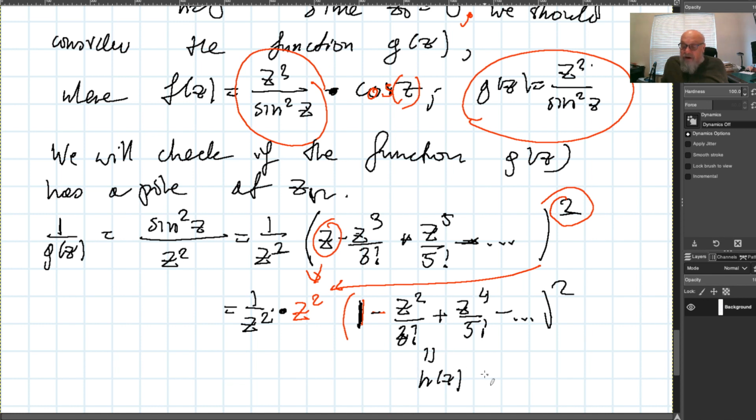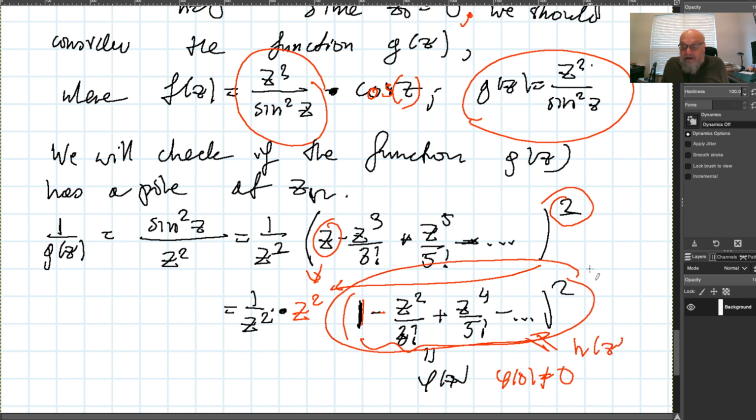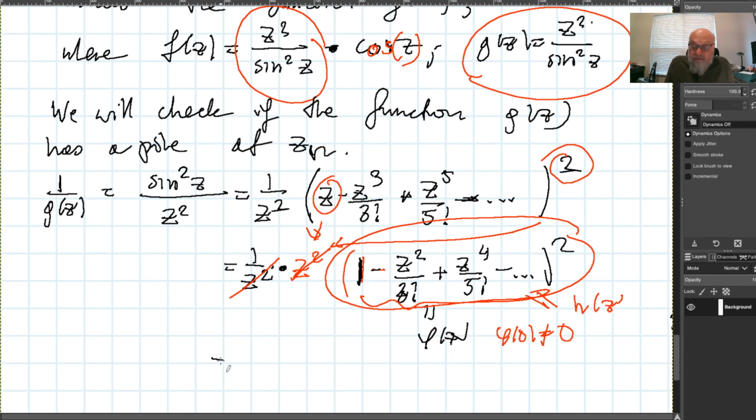Moreover, notice this function, I call this h of z. So you see this function here, maybe let's denote it differently, phi of z. So this is the inside. It gives you an analytic function such that phi of 0 is different than 0 because it starts with 1. So that squared, I call it h of z. So what do I see here? This and this cancel, and this one is equal h of z, and we know that h of 0 is equal to 1, is different than 0.